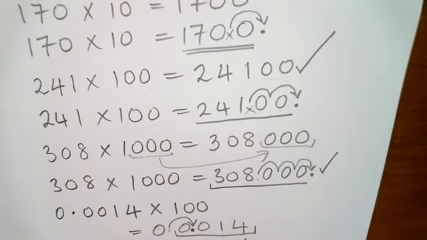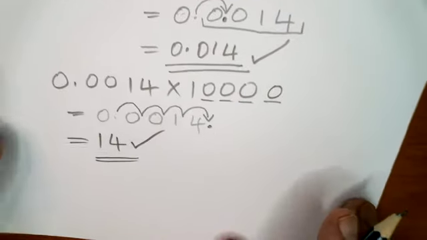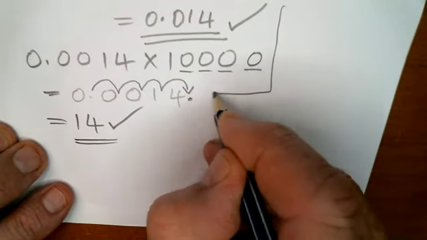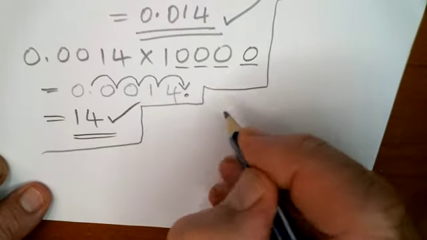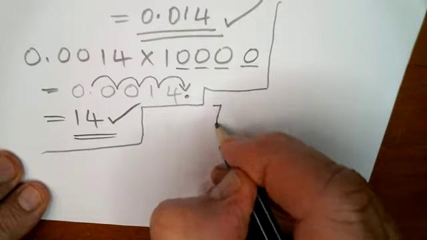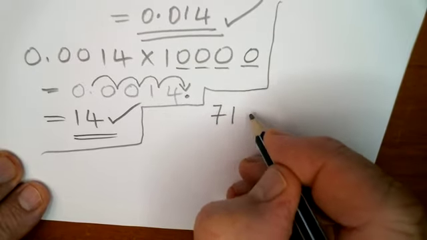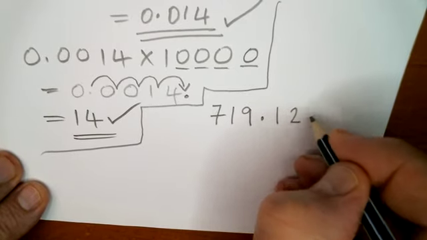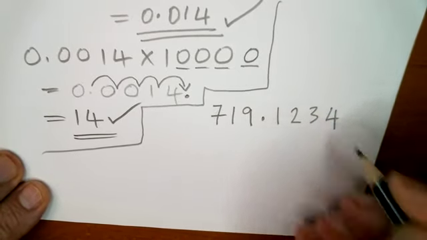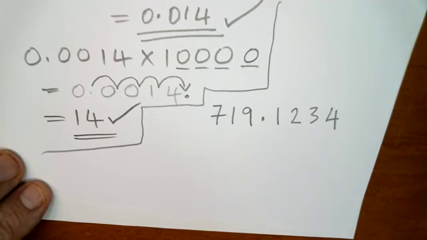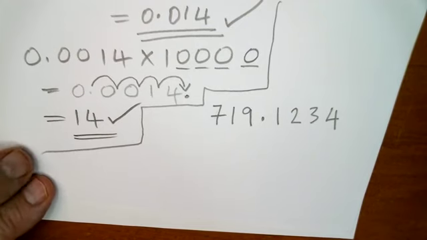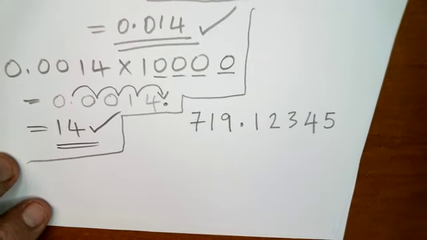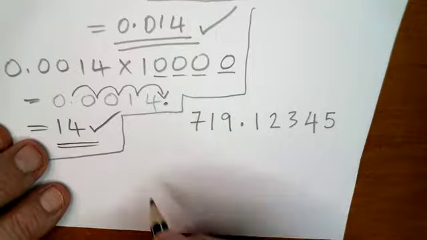My desk is getting rather full up here. So let's try a new one. All right. Let's try this time 750 and 19.1234. And I'm going to multiply that by, in fact, let's make it 1, 2, 3, 4, 5. Here we go. And I'm going to multiply that by 1,000.